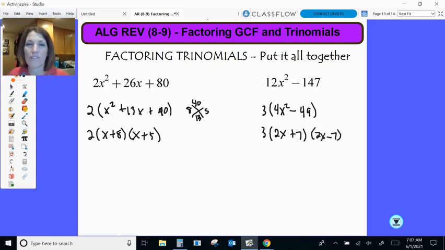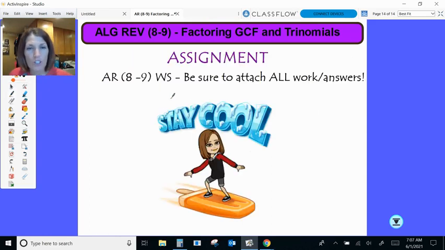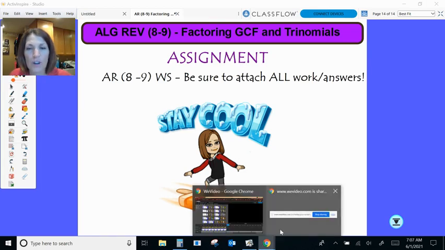So I start to kind of put all my factoring skills together. Okay, so you have some practice in Google Classroom. You have a worksheet, and then I will see you all in class. Bring your questions. Bye-bye.